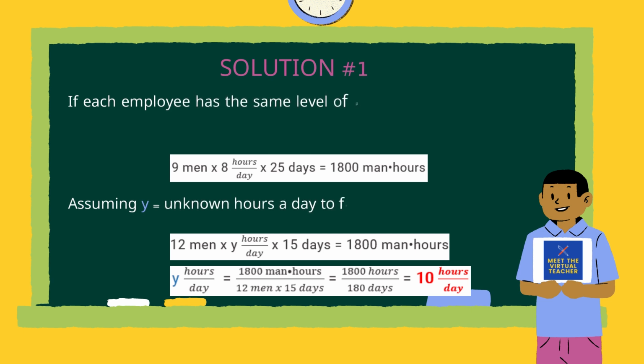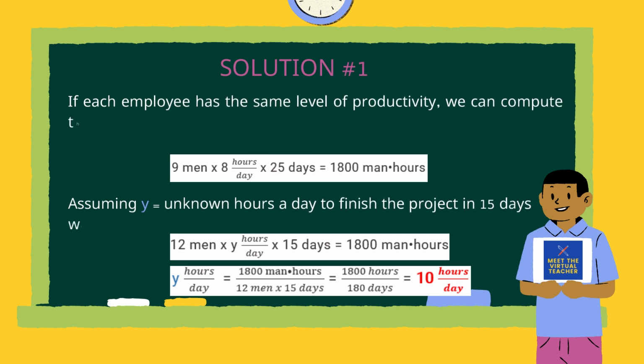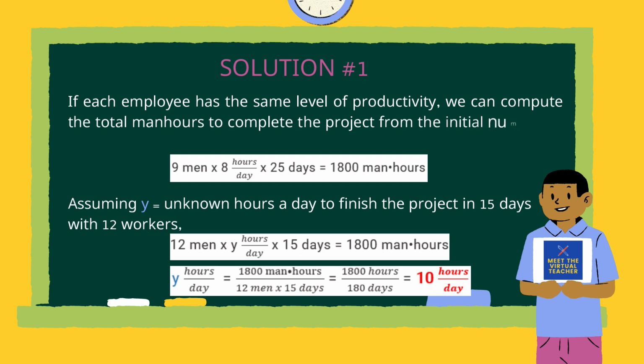Solution. First, we will compute the total amount of work to complete the project from the initial number of 9 employees. So, 9 men times 8 hours per day times 25 days is equal to 1,800 man hours. Assuming y is equal to the unknown hours a day to finish the project in 15 days with 12 workers, we have 12 men times y hours times 15 days is equal to 1,800 man hours.